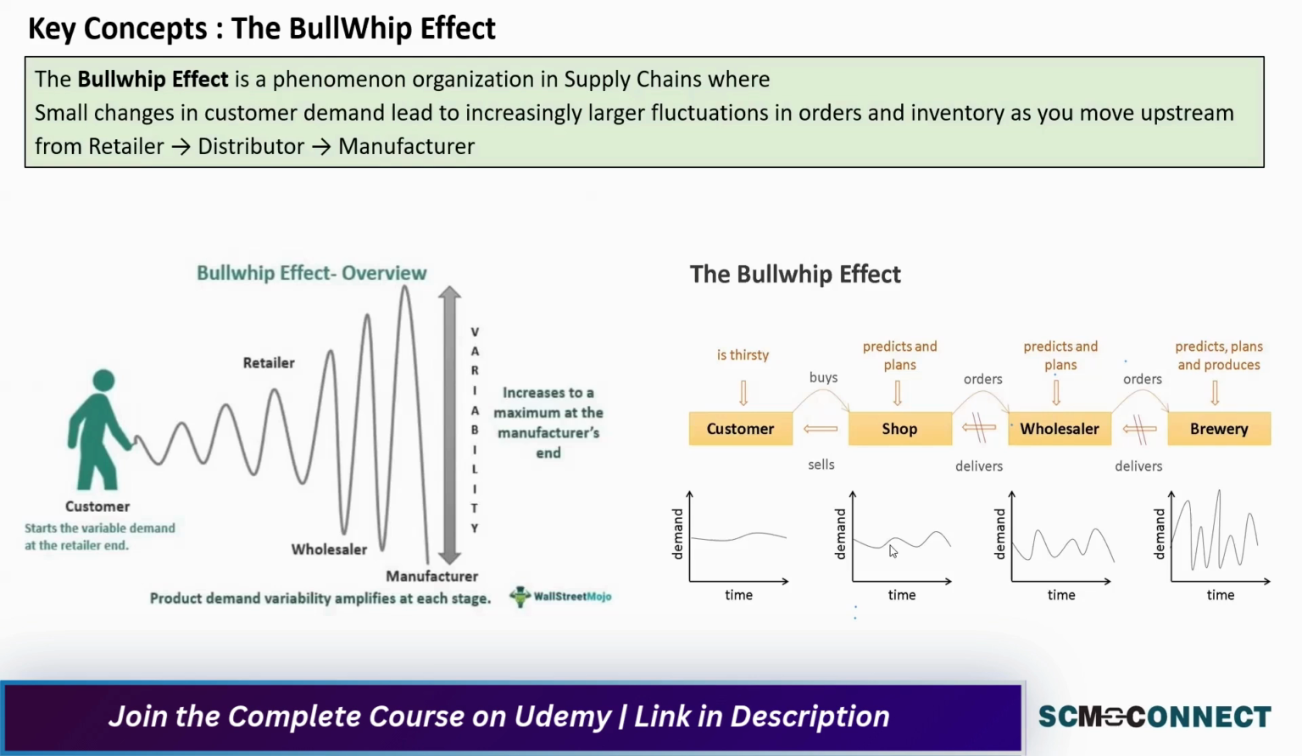At the retailer end, this variability increases. At the wholesaler end, the variability further increases. And at the production unit, so this is an example from Bureau, and you can see the level of variability that increases as we move to the production unit. So this is exactly what happens with the bullwhip effect. थोड़ा सा change in customer demand can lead to huge change upstream.